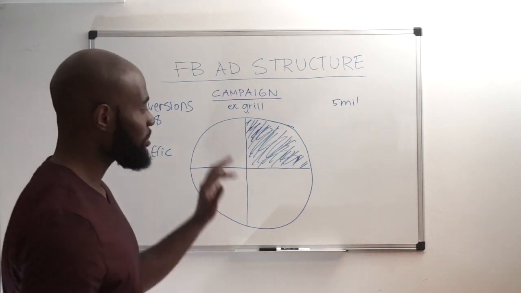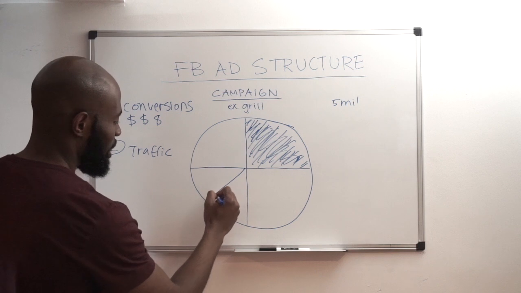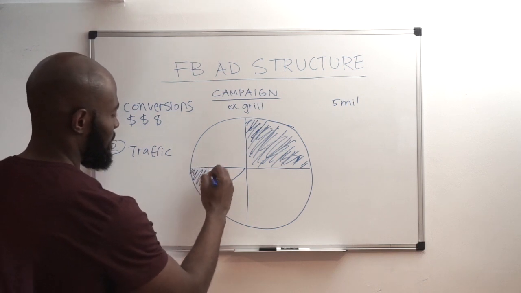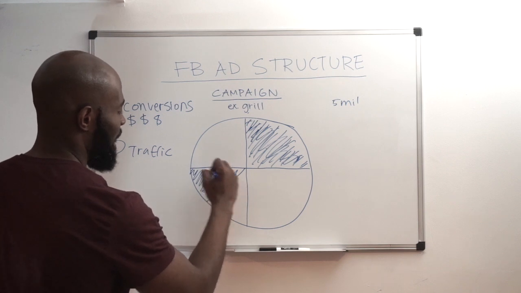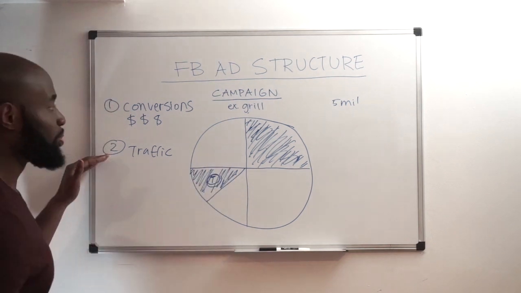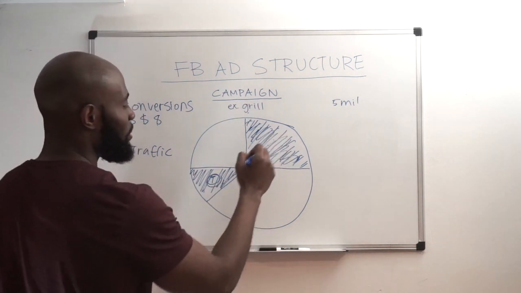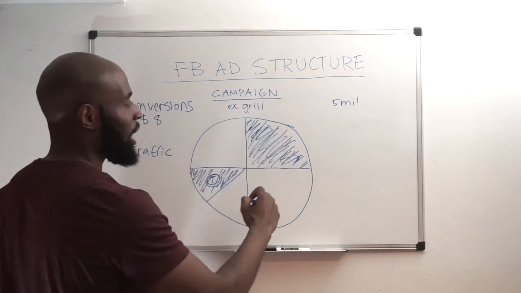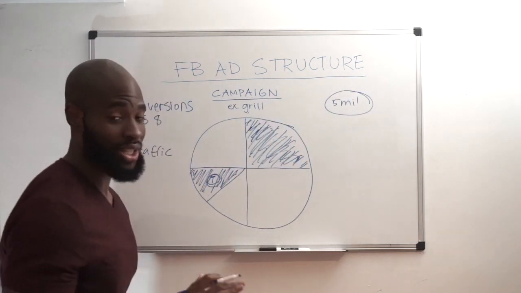Okay. Now, this might be a whole other piece of the pie. This might be this portion right here of the audience. That's into traffic, right? So, based off of the campaign objective you pick, is going to determine what portion of the pie of your overall audience is going to actually see your ad.